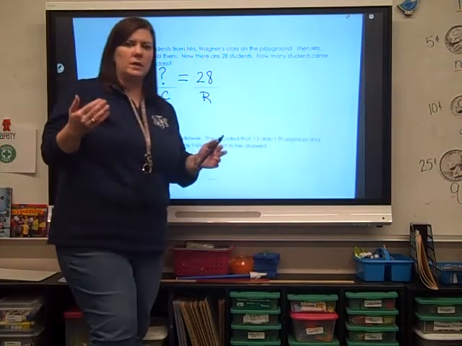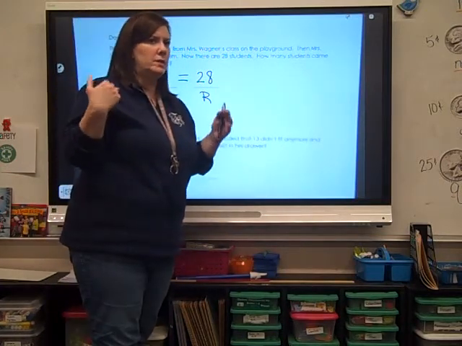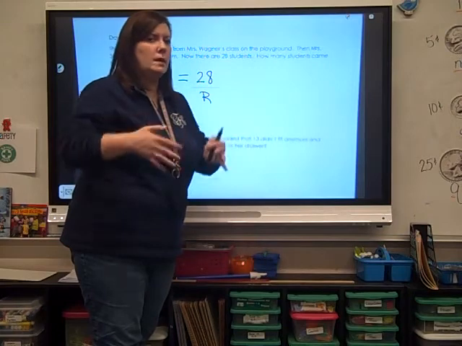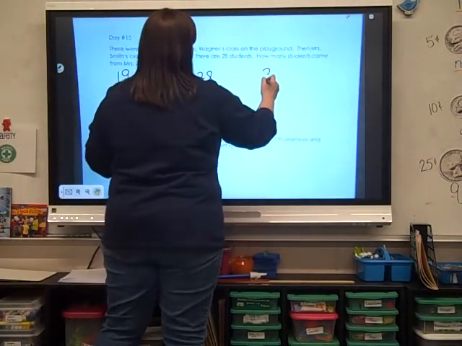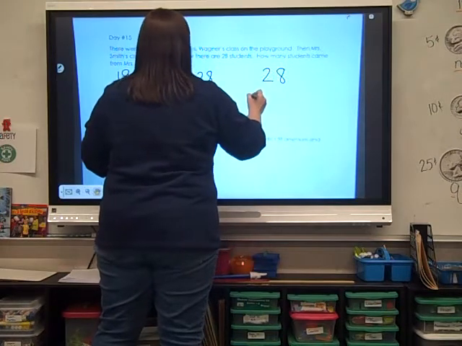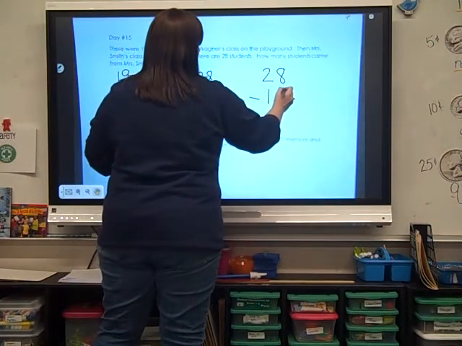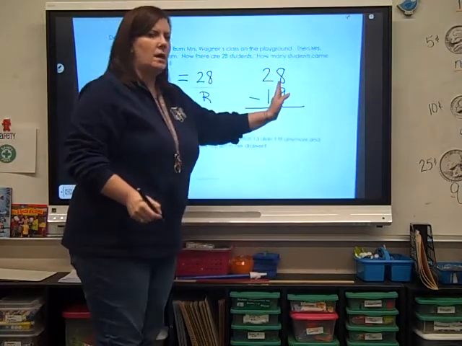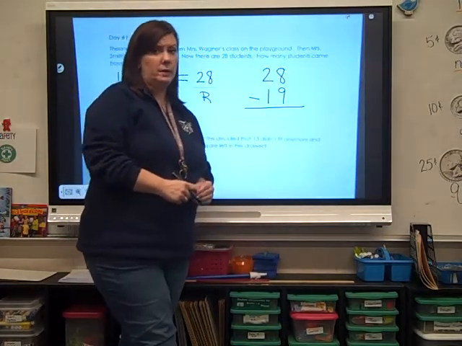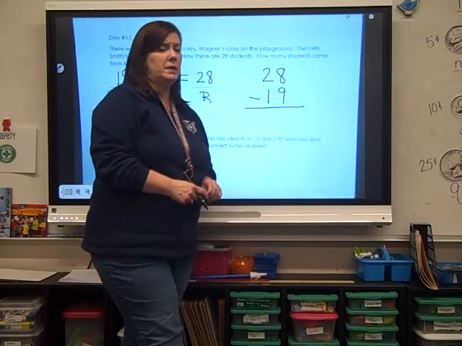So now we've got to subtract. When we subtract in 2nd grade, what number are we going to put on top? The big number. So let's put 28. Subtract 19. Start over in that ones column. You do it. You know what you're doing. I'll give you a minute to do it.